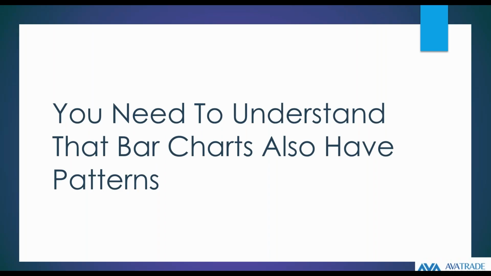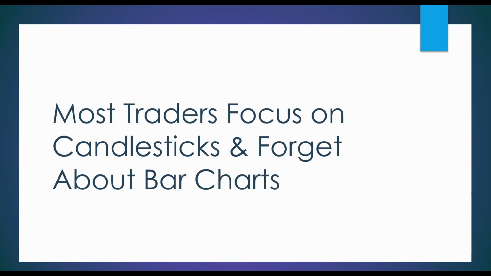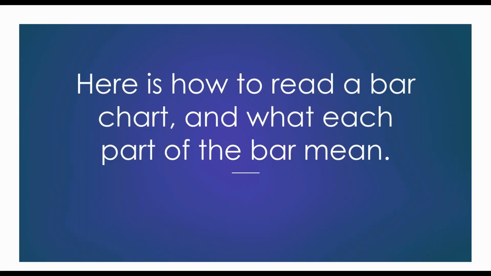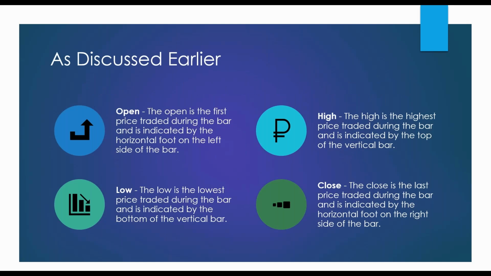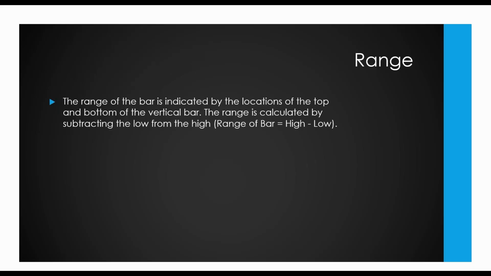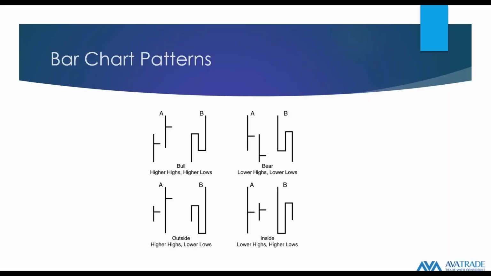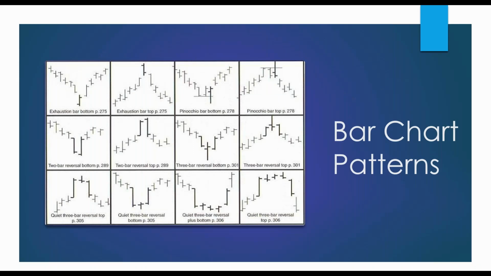So before we move on to how to start interpreting price action, you need to understand that bar charts also have patterns, like I mentioned before. Most traders focus on candlesticks and forget about bar charts. But again, both use the open, the high, the low, and the close. So bar charts have similar patterns, okay? And you can see these different pattern shapes. We have the outside bar, the inside bar, the bearish bar, the bullish bar, okay? And these are used the same as different candlestick patterns.